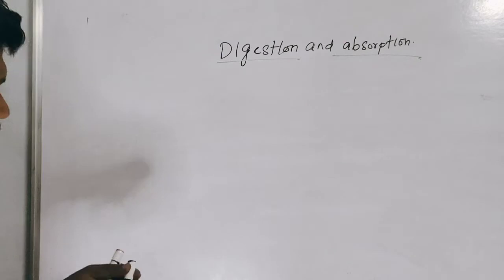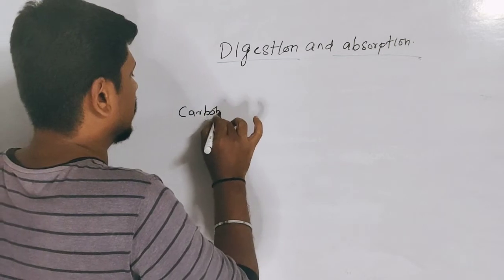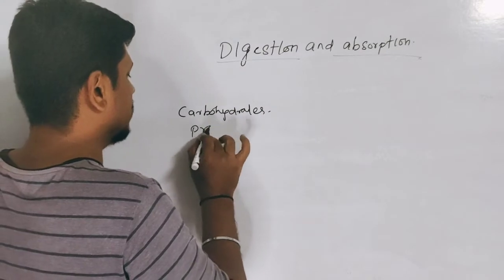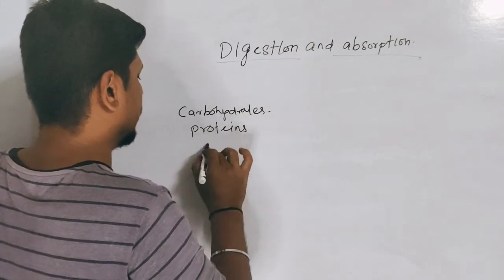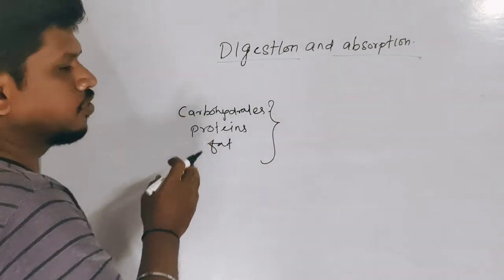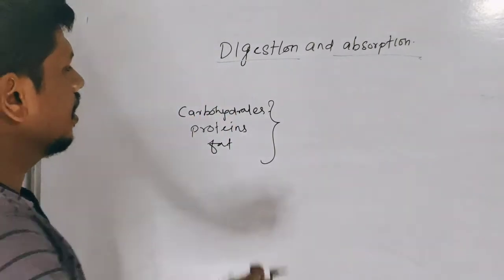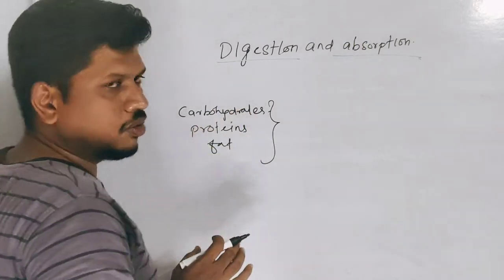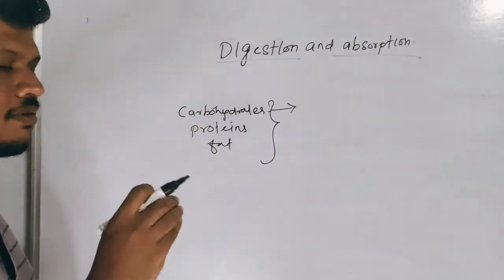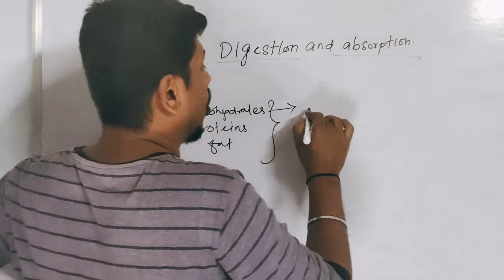Now listen. For example, major components: carbohydrates, proteins, and then fats also. Actually, these are the major components present in the food material, and with the help of these components only we are going to get energy. Now listen. The carbohydrates, proteins and fats present in our food materials are in complex nature.